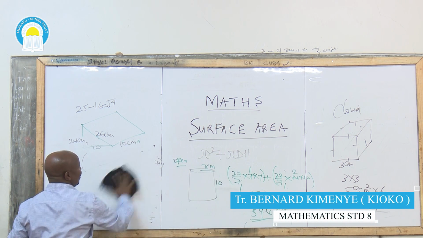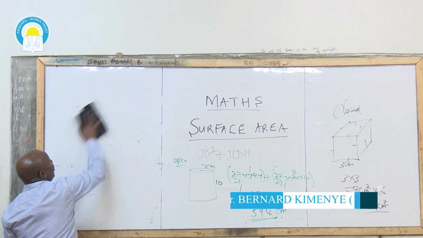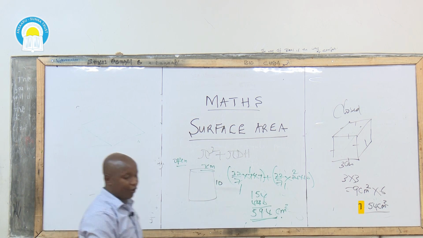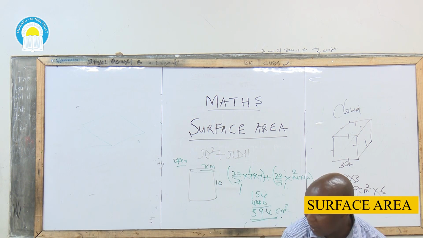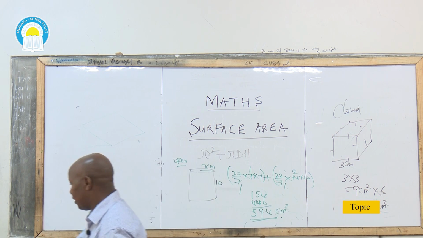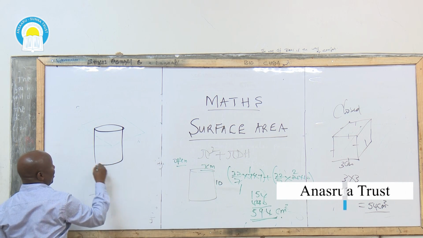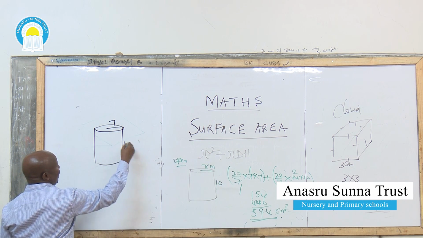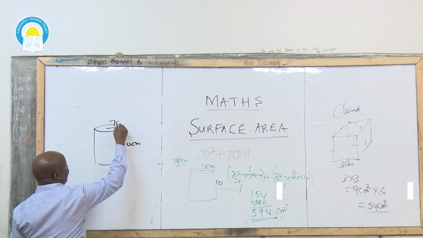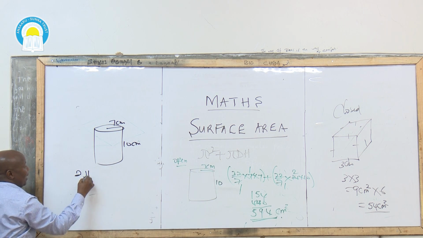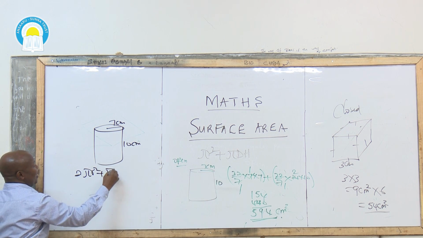Let me summarize with you, giving you the working out of how to get the surface area of a closed cylinder. The same figure. Closed cylinder, the same figure. Now, the same cylinder, you have the cylinder you are given. Radius is 7 and the height is 10 centimeters now. When it's closed, I said it's 2πr² plus πdh.